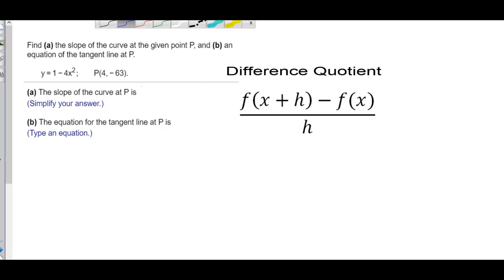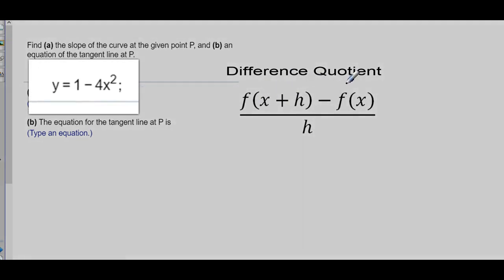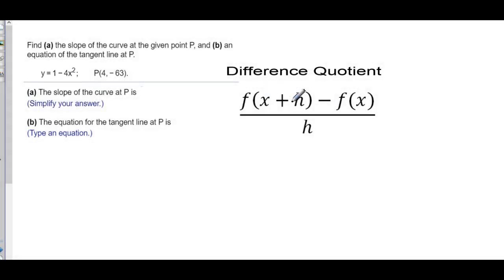Alright, so how do we do it? Well, a reminder, it takes a lot of algebra to do calculus, especially in the beginning. We have to understand function notation. We have to understand our function takes the x-coordinate, squares it, multiplies it by 4, and then subtracts that from 1 to get the y-coordinate. Well, if this is now my input, what is the function going to do? Well, it's going to square that. It's going to multiply that by 4, and then it's going to subtract that from 1.